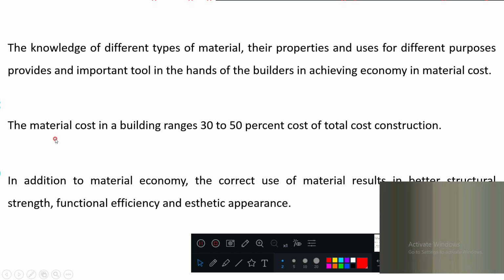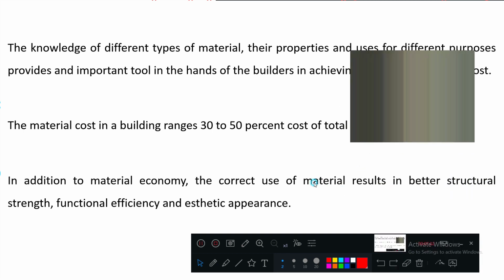Generally, the material cost in a building ranges from 30 to 50%. If you take a building, let us say a single bedroom building, it is 20 lakh rupees. Approximately the material cost is generally 3 lakhs to 10 lakhs. In that way you understand the importance of the material.